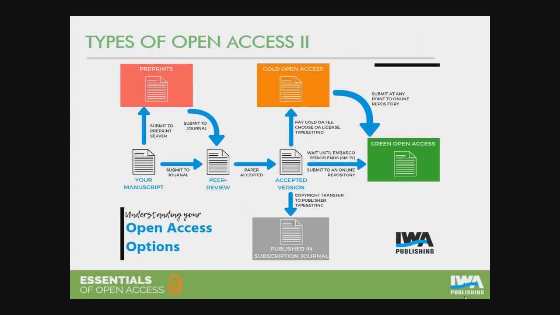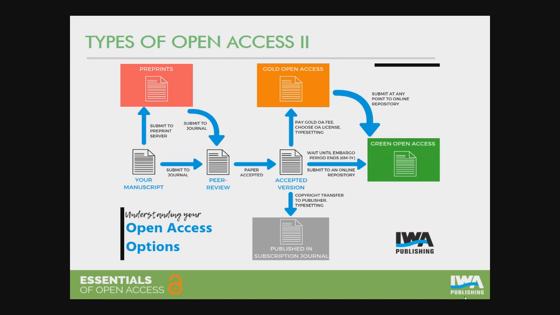Then let's say your paper gets accepted, it's gone through peer review. You can publish in a traditional subscription journal, so that would not be open access, or you can pay an open access fee and you can have it be open access immediately upon publication. And the version that is open access is the official published version.